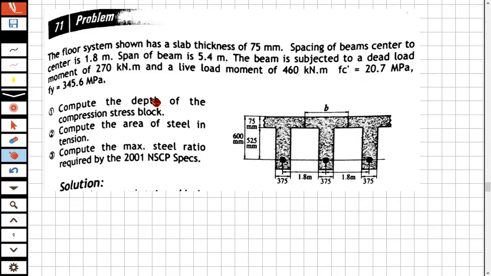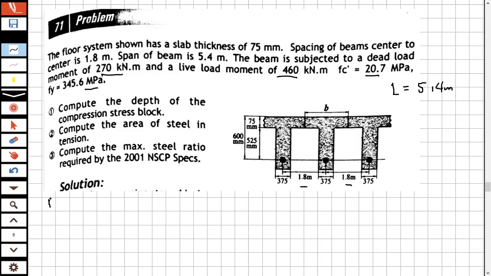The floor system shown has a slab thickness of 75 millimeters. The spacing of beams is 1.8, and the span of the beam, L, is equal to 5.4 meters. The beam is subjected to a dead load moment of 270 and a live load moment of 460 kilonewton meter. F'c is 20.7 megapascal, and Fy is 246 megapascal.